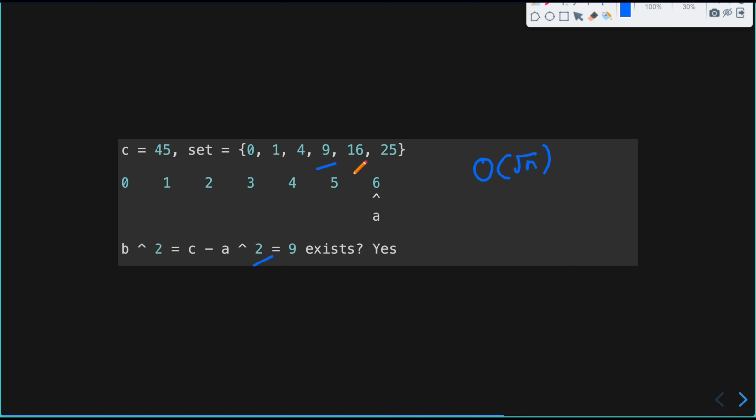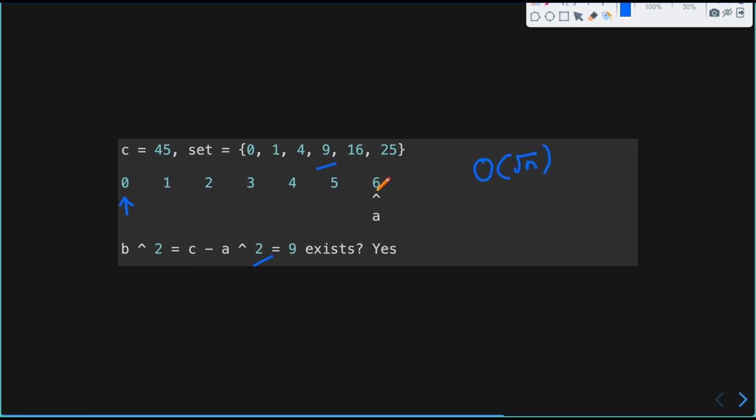But the question is, can we do better? And the answer is again yes. Think about it. Do we really need a hash set in this problem to actually save these results? And the answer is no. Because if you look, the array is actually already sorted. And we can use a two-pointer technique to select two numbers a and b on the left and right, such that a square plus b square is equal to c.